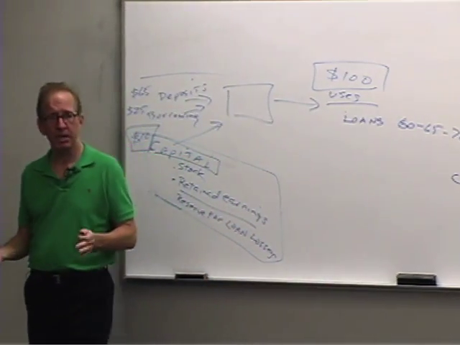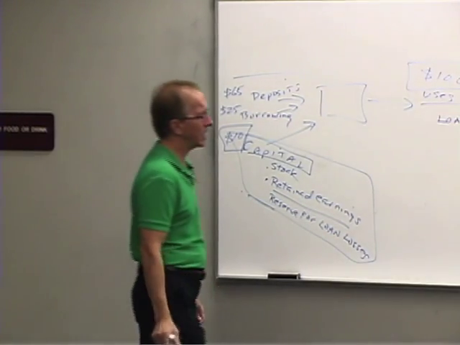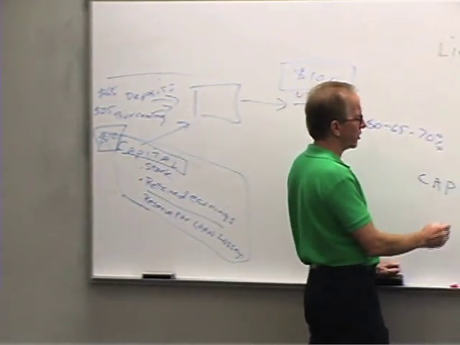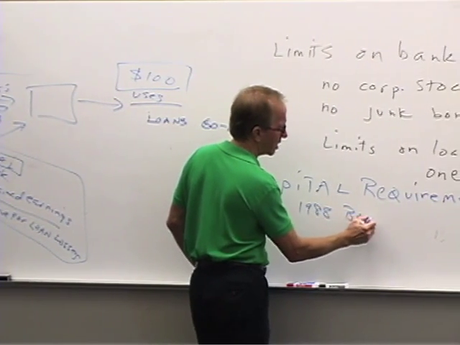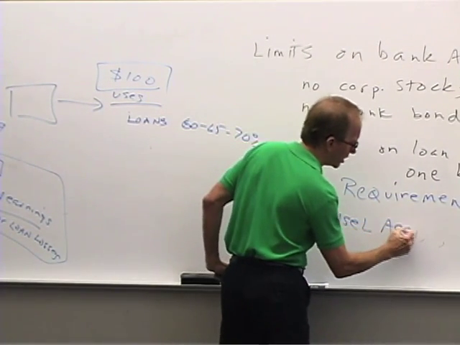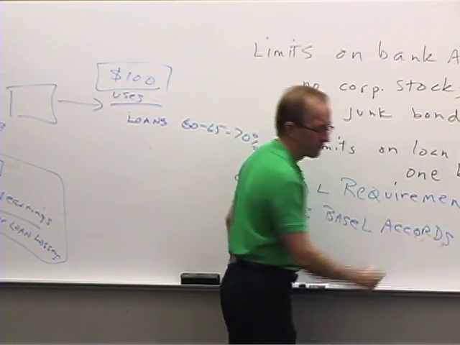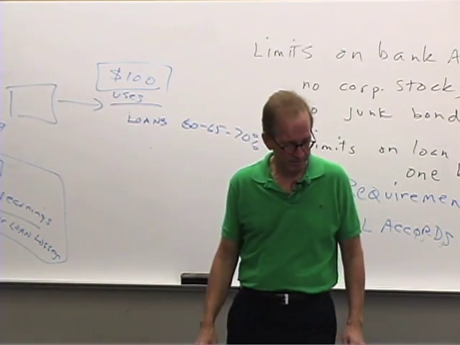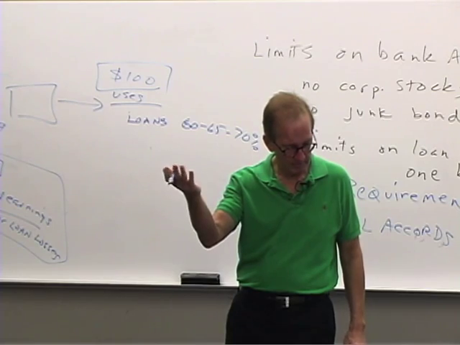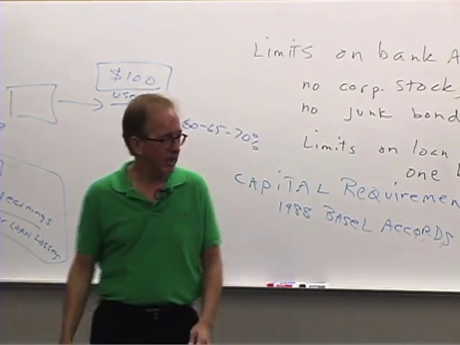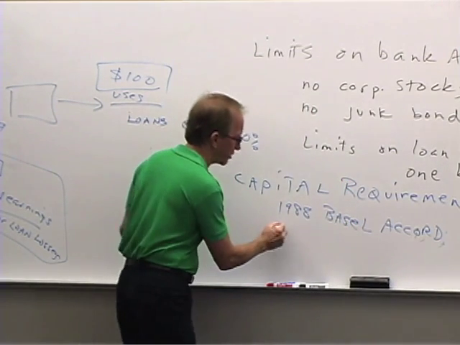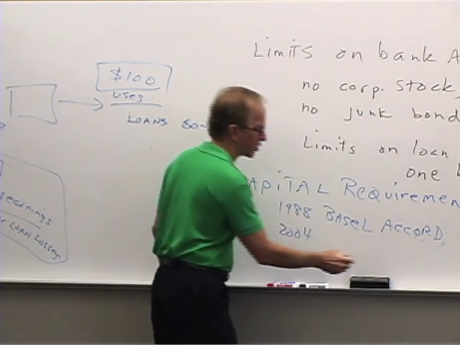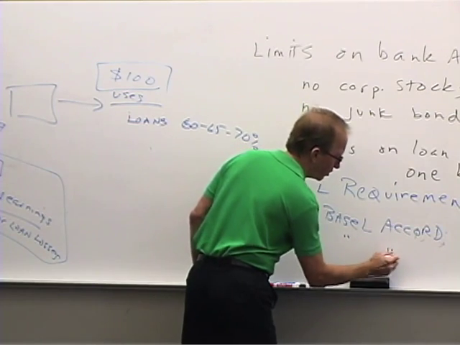And so what happened was this: in 1988, there was something called the Basel Accords. Where's Basel? Anybody know? I said accords. There were two of them, but in 1988 it was the Basel Accord. There was another one in 2004. This is called Basel II.